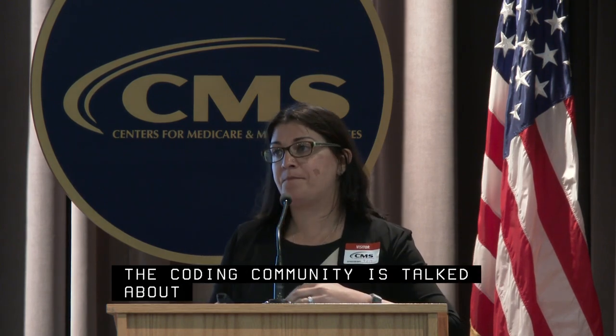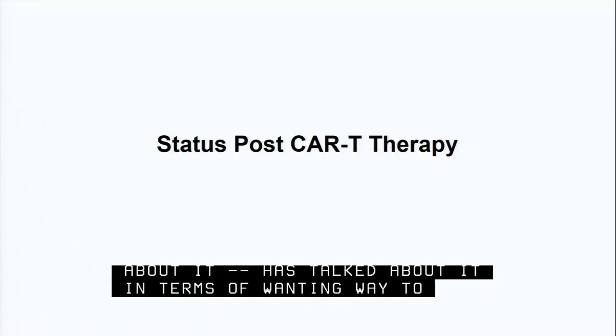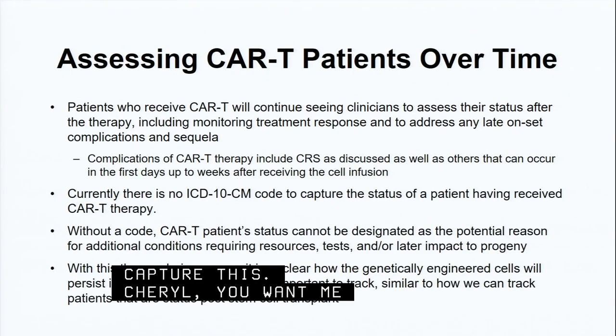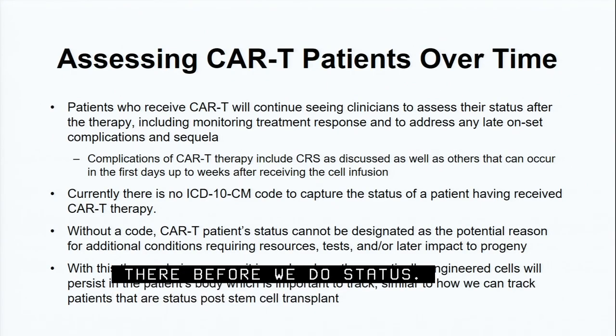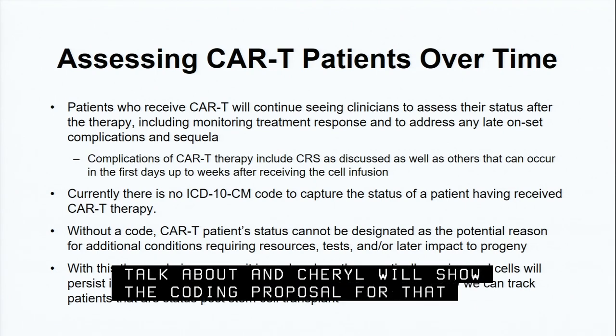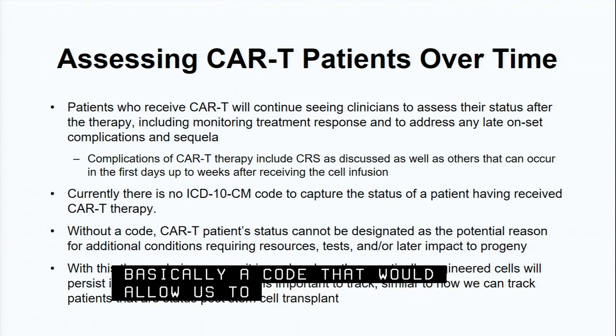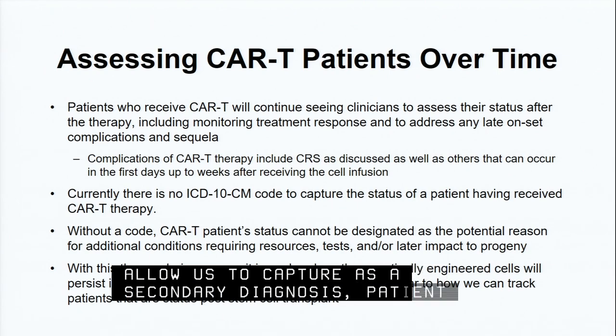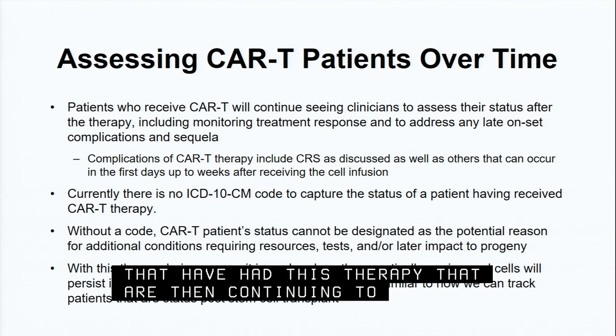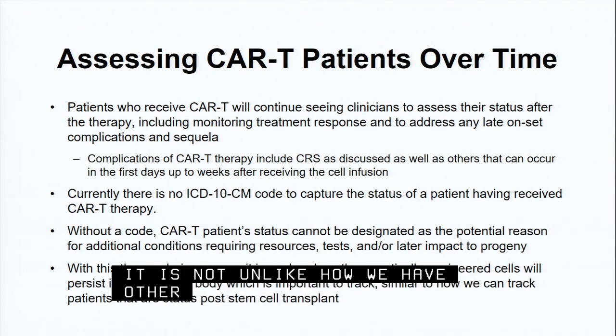Okay, thanks. So this one will be a lot quicker. The other piece that we wanted to talk about, and Cheryl will show the coding proposal for that, is basically a code that would allow us to capture, as a secondary diagnosis, patients that have had this therapy that are then continuing to see clinicians after they receive the therapy. And it's not unlike how we have other status post codes, like we have that for stem cell transplant, for example. So again, there's no code to capture that. And so without that, we really can't track the patients and know that those subsequent visits and treatments that are given are related to this.